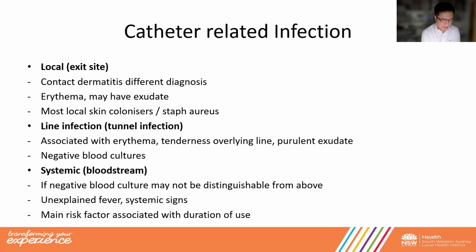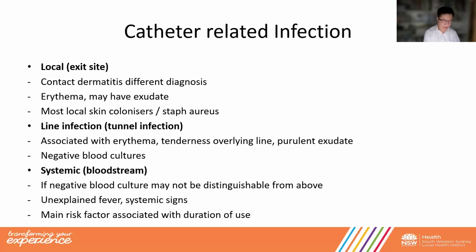The related infection, one of the major complications I'll discuss, can be divided into 3 groups: local exit site infection, line infection, or systemic bloodstream infection. Most catheter-related infections derive from the surrounding skin and are skin colonizers or Staph aureus. Local exit site infections respond to local measures, such as topical treatment, but prompt treatment is usually required or it will progress. Tenderness along the line usually implies a line infection or a thrombosis and requires further assessment. There may be an associated purulent exudate. We usually remove the lines promptly.